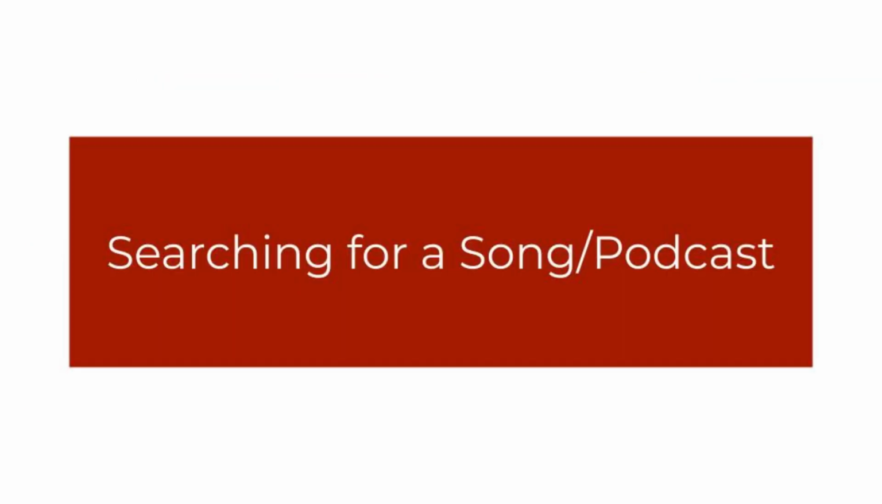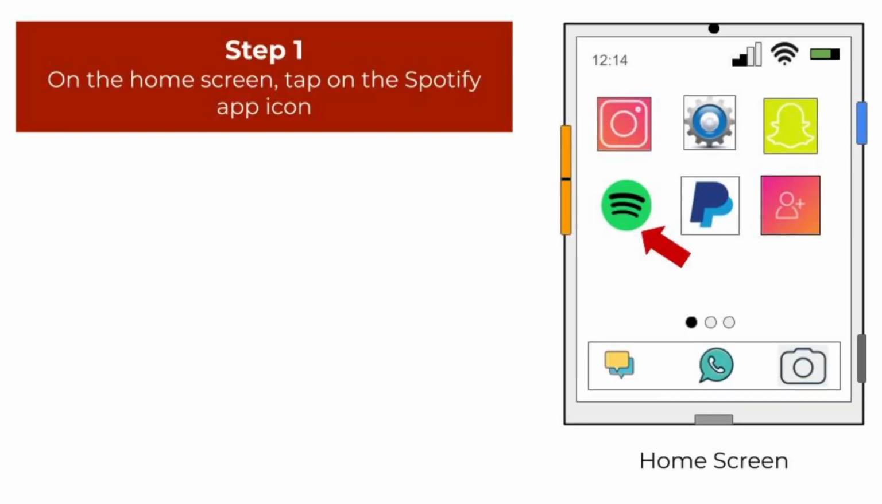Next, we will learn how to search for a song or podcast. We can also search for an artist or album here as well. If you do not have a specific song or artist in mind, you can also explore music within a genre here as well. First, tap on the Spotify app icon on the home screen to open the app.